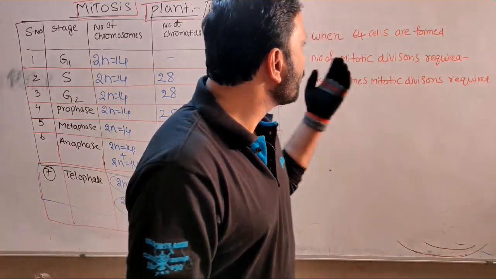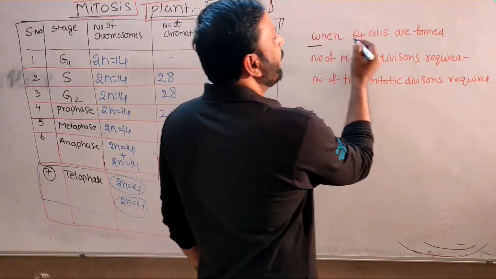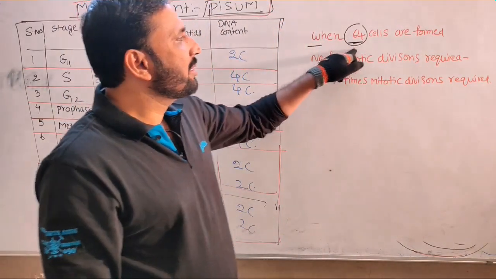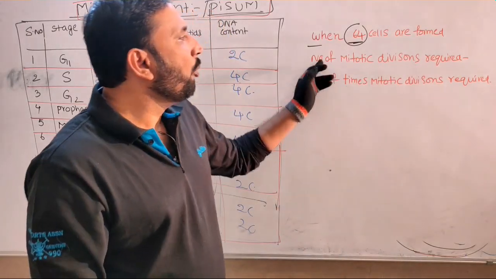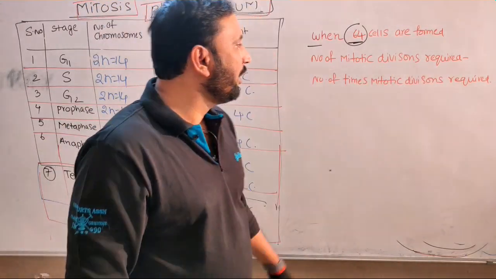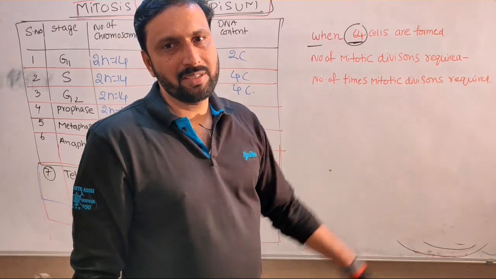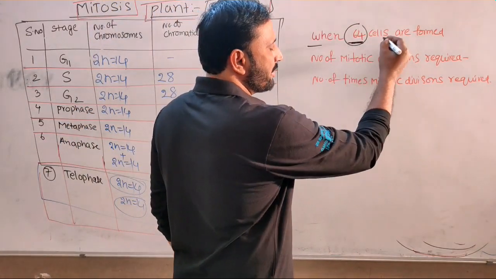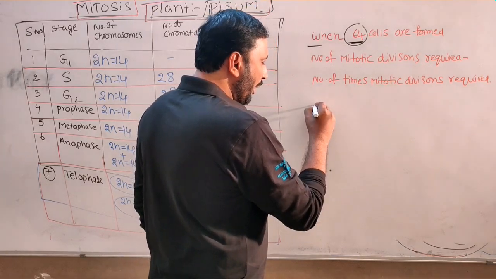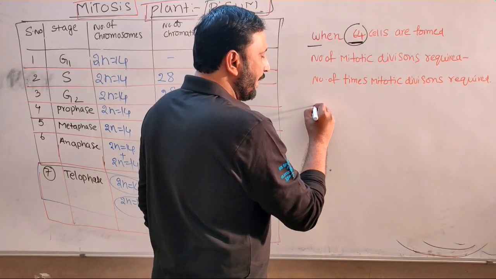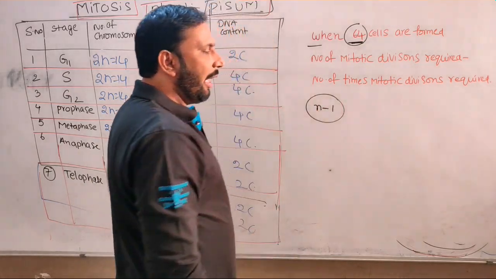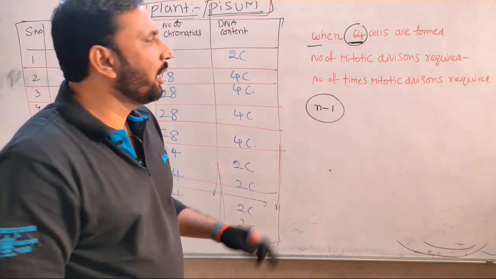And then you just go to one question. When 64 cells are formed by the mitosis, how many mitotic divisions are required? How many times are mitotic divisions required? So look at here, 64 cells are forming. Always remember the number of mitotic divisions formula: n minus 1. N minus 1 is the formula.